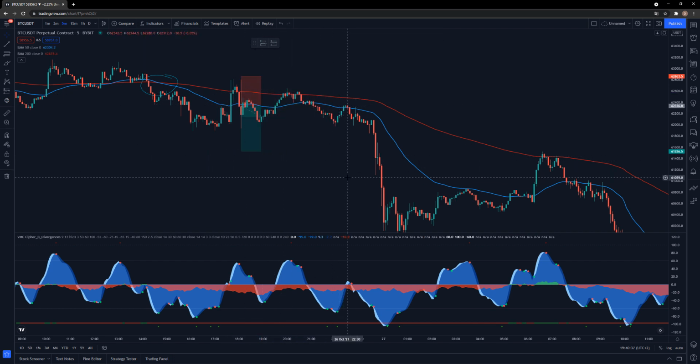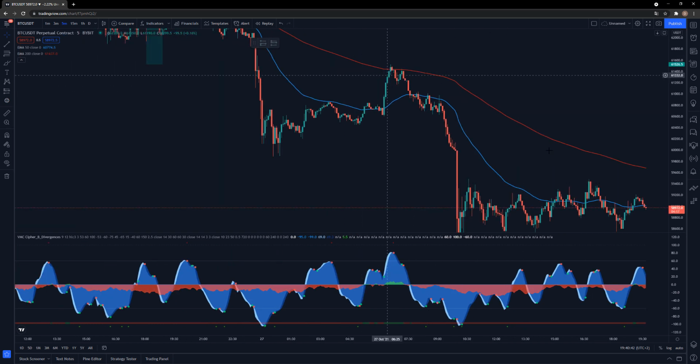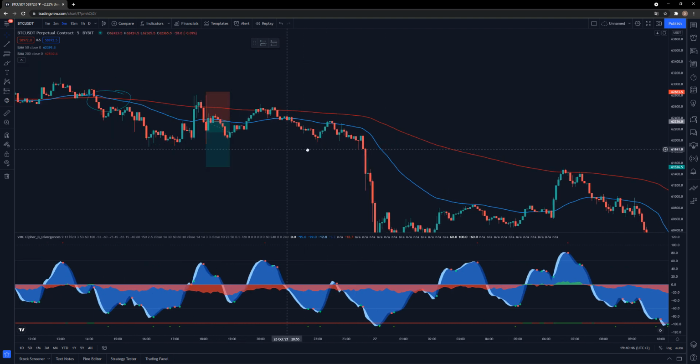This is not especially cherry picked, by the way. This is the live Bitcoin chart.